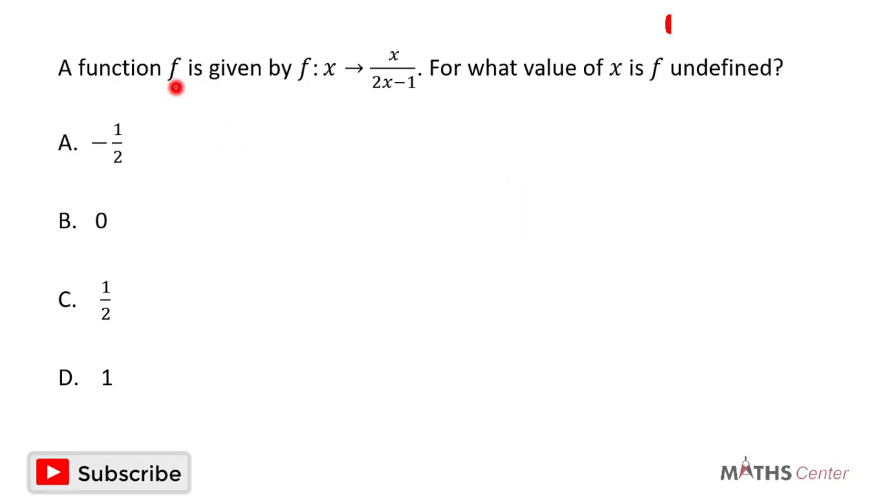A function f is given by f of x maps to x divided by 2x minus 1. For what value of x is the function f undefined? This is a multiple choice question, and so we will solve the question, and after that we will pick the correct option. We want to find the value of x for which the function is undefined.